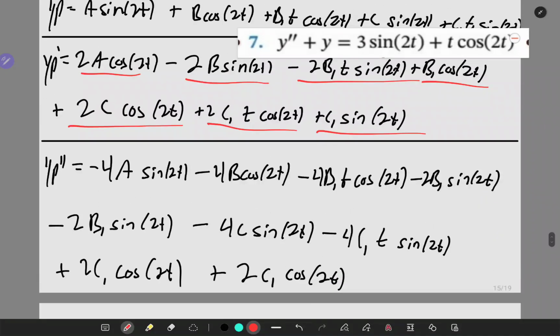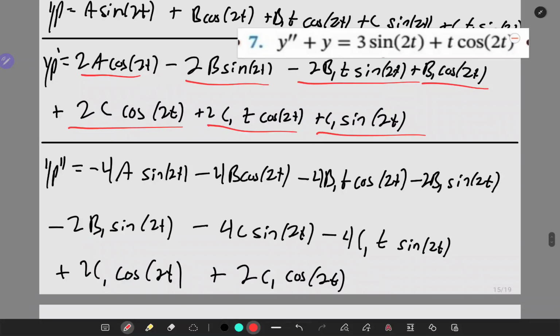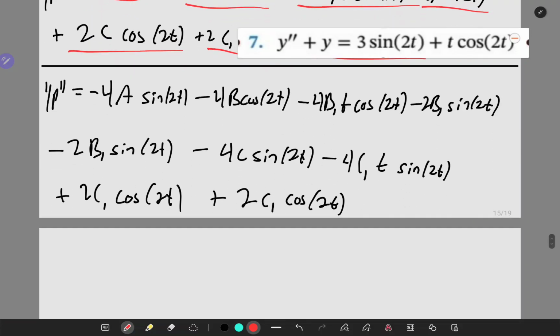So now let me just check. Minus 4a sine of 2t minus 4b cosine of 2t, yep. Minus 4b1 t cosine of 2t, and then just without the t, yep. And then next term, negative 2b sine of 2t, yep. Minus 4c sine of 2t, yep. Minus 4c1 t, yep, I agree. And then same thing, but now without the t, yep. And then plus 2c1 cosine 2t, yep. Okay, I agree with everything we have here.